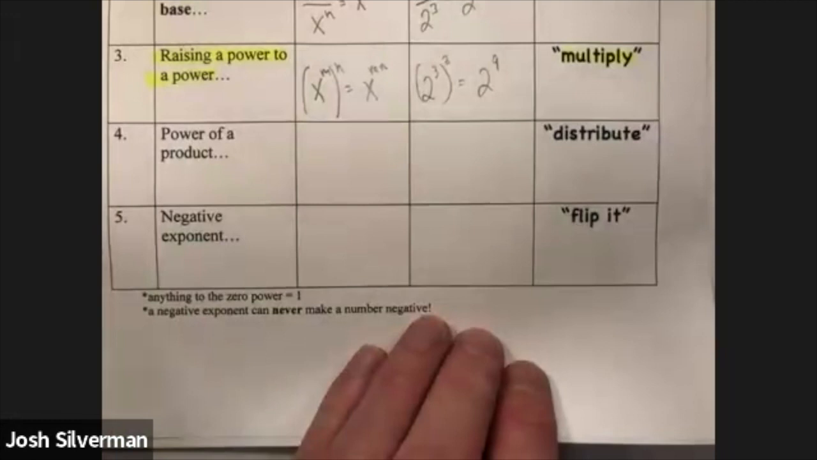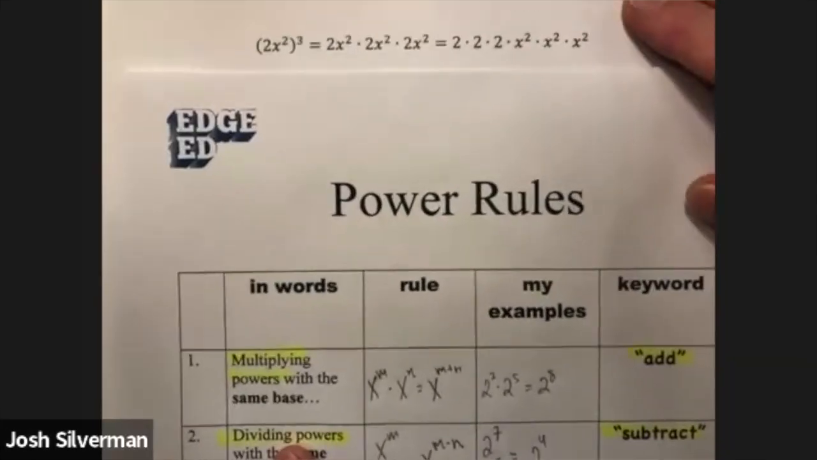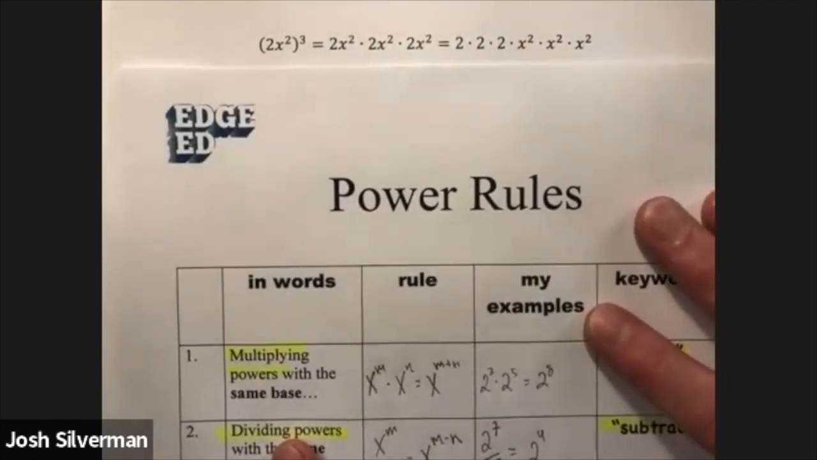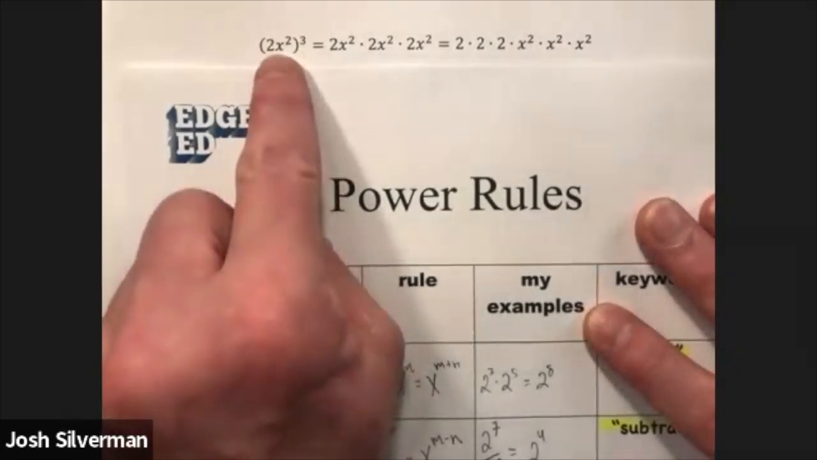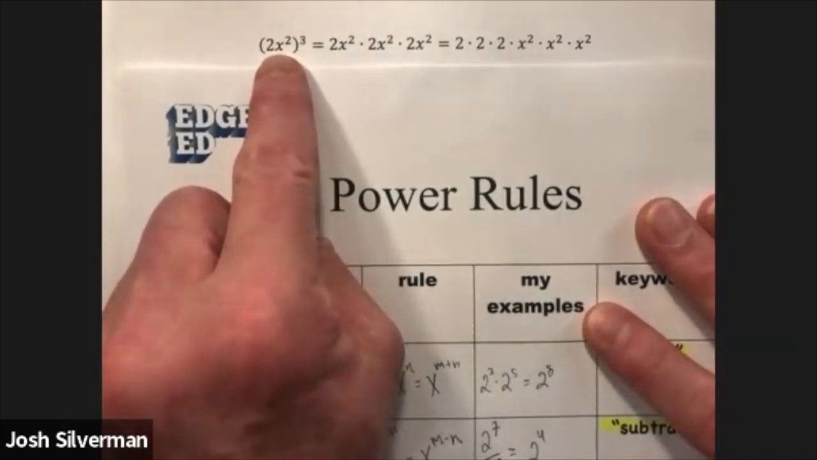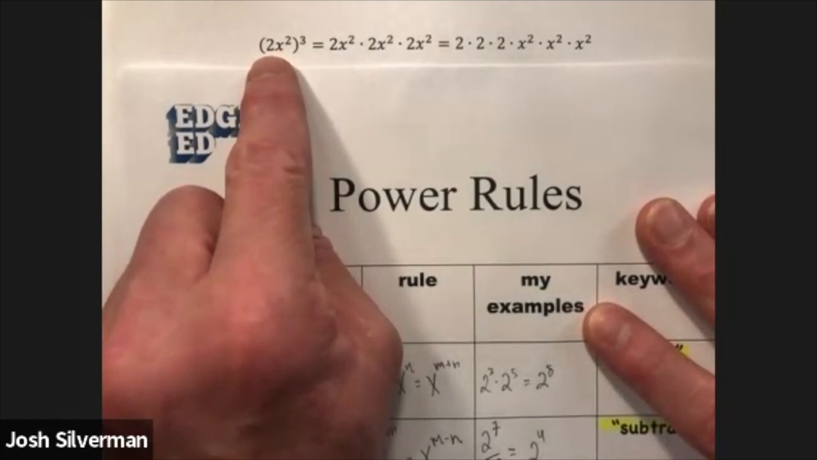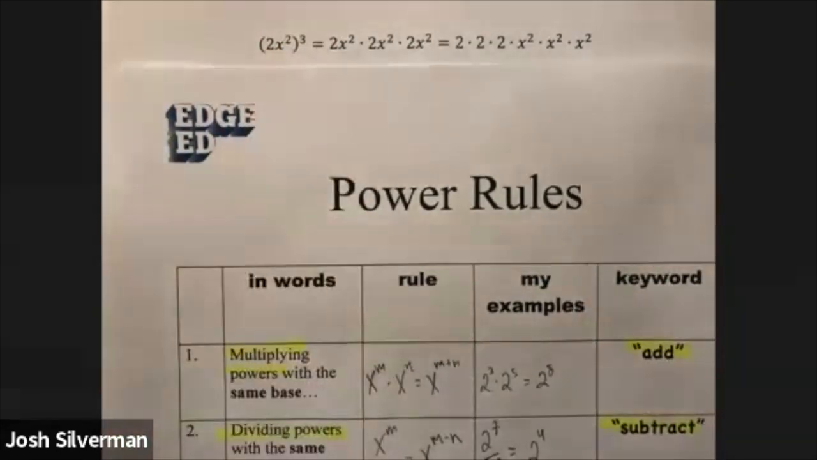Next up, power of a product. So this time, we're going to start off with something like this. There's not just one factor inside. There's more than one factor. (2x^2)^3.